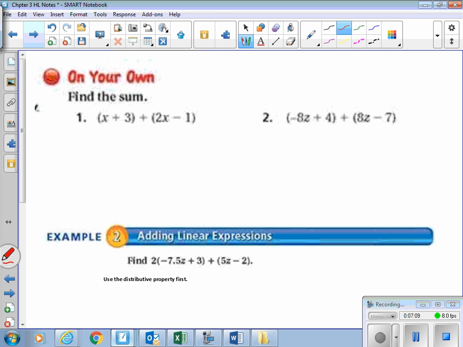Now I'm going to look at some on your own problems, both being addition. You choose. Do you want to do it vertically? Do you want to do it horizontally? Do it both ways and check to make sure that you have the same answer. That's also a great idea. Right now I want you to pause the video, try these two problems on your own, then come back and check your work.